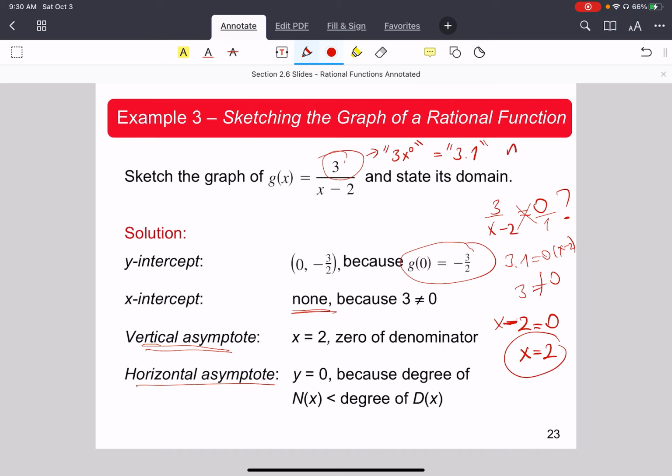And then what's the degree of the bottom? Look at the x. The degree of the top is 0, so n is 0. The degree of this guy is just x to the 1, which is m equals 1. So look, the bottom degree is bigger than the top degree. In those situations, we're always going to say y equals 0 is the horizontal asymptote, or the x-axis is going to be the horizontal asymptote of this rational.